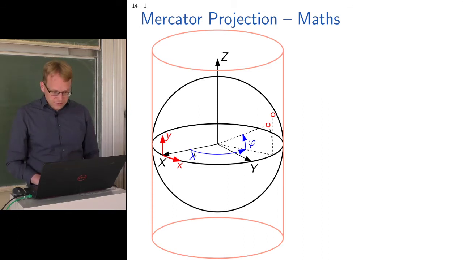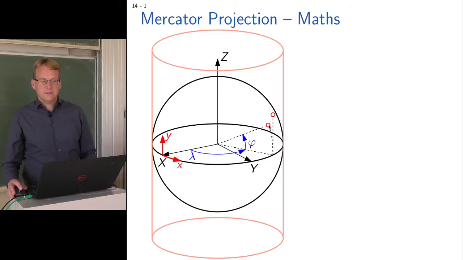You can see also here lambda, our longitude, an angle measured from this x-axis in this plane of the equator, and phi is this angle here, the latitude, and together phi and lambda define this point here on top of the Earth's surface on our sphere.